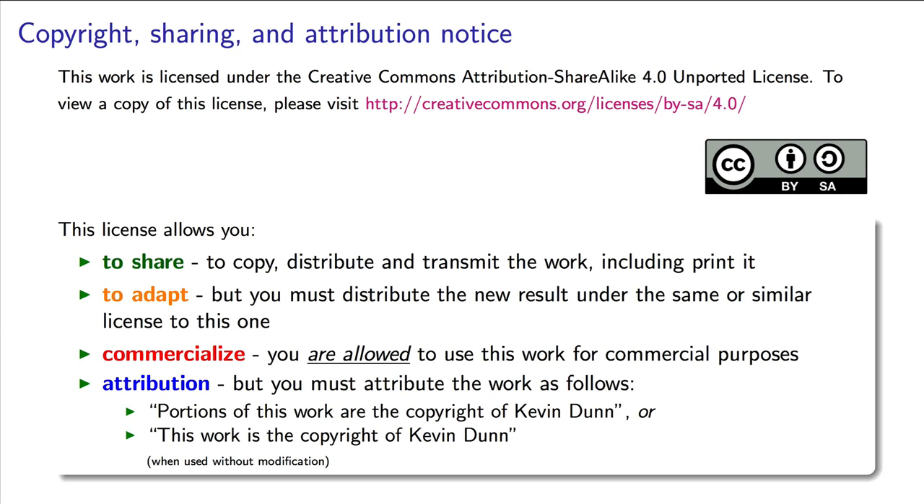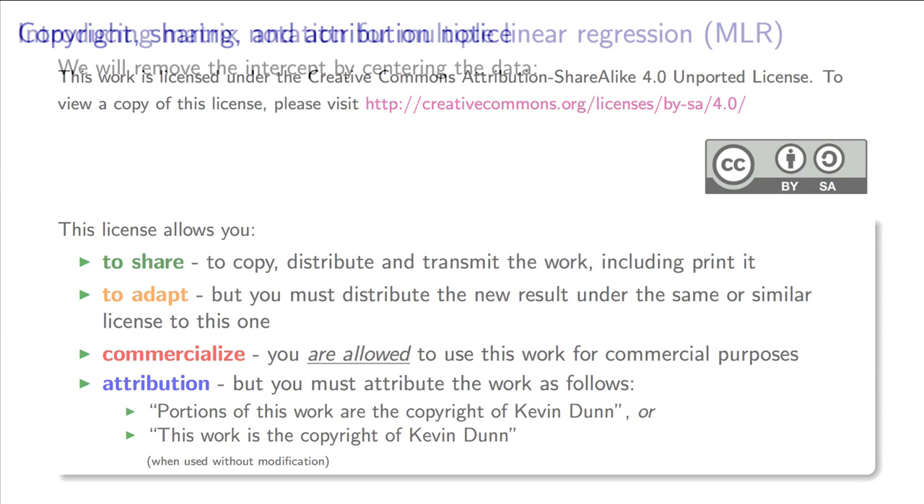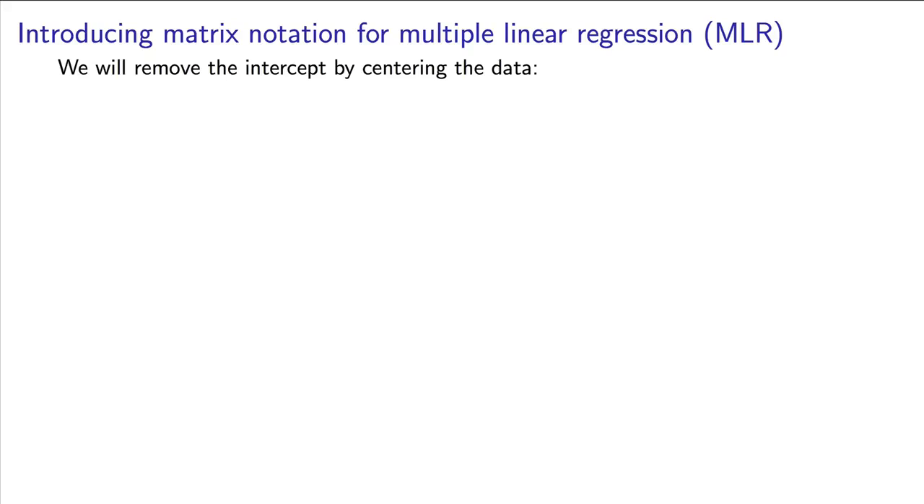To help us work with these multiple linear regression models efficiently, we need to use some matrix notation. We will look at that in this video. The first step here is that we're going to remove the intercept from consideration. This is not as bad as it sounds. The intercept is seldom of interest, and we can always recover it if we want to know it.